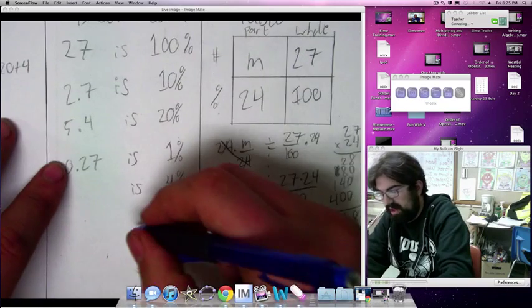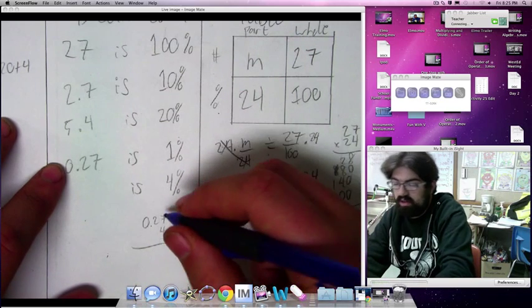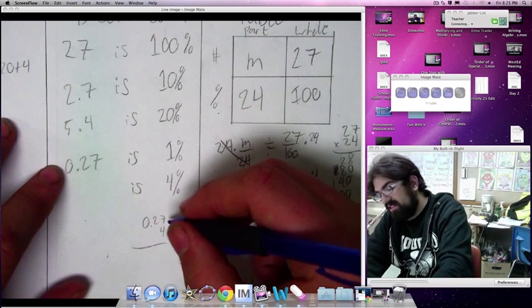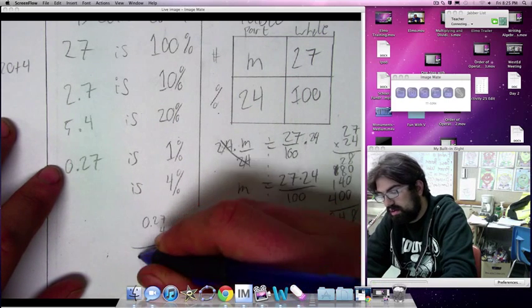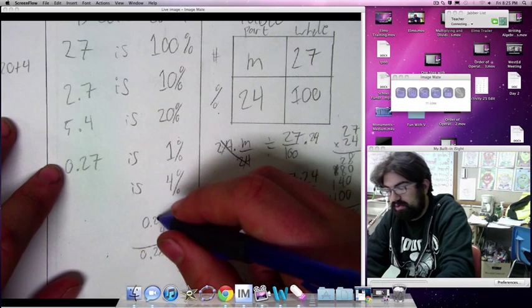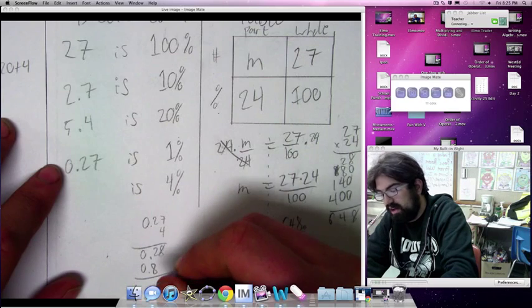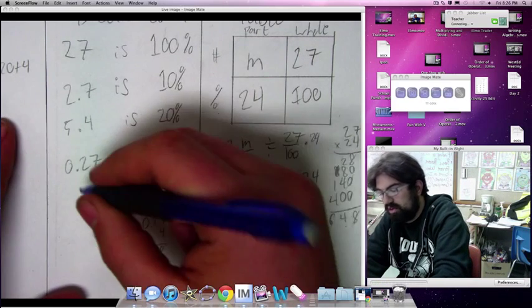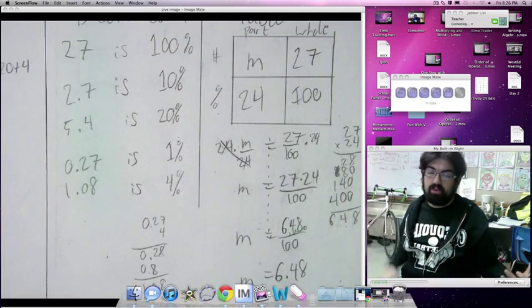Well, I'm going to have to multiply that one out. 0.27 times 4. See, 4 times 7 hundredths is 28 hundredths, and 4 times 2 tenths is 8 tenths. So this is 1.08. It's 4%.